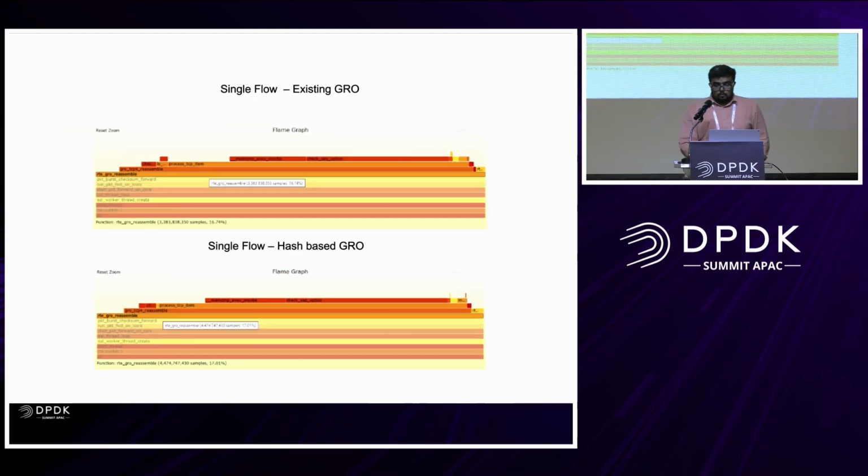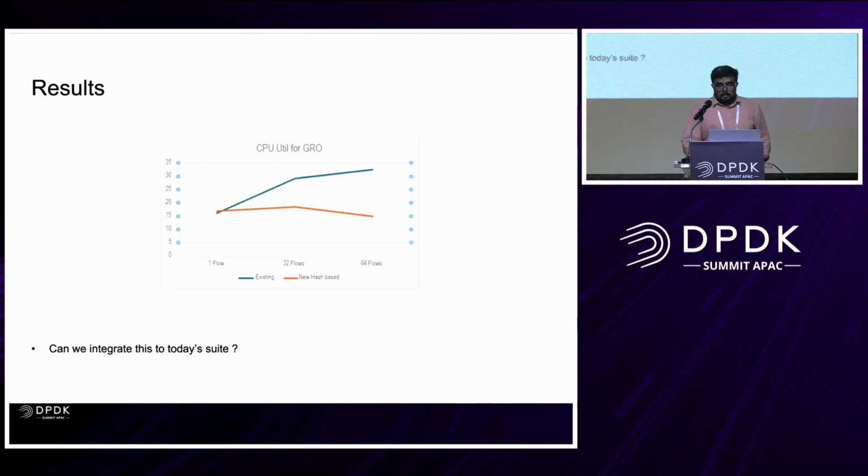Also, to measure the worst-case scenario, what is the cost of the hash itself compared to just the table lookup? With a single flow, there isn't much of a performance difference. It's close to 17% for both of them. And this is just the graph plotted across whatever numbers we saw. And can we integrate such a test suite into whatever test DUT that we have?